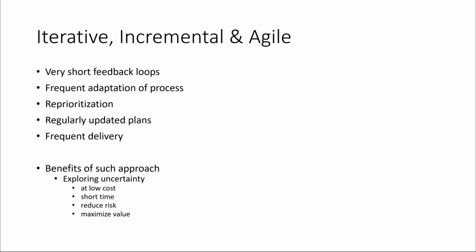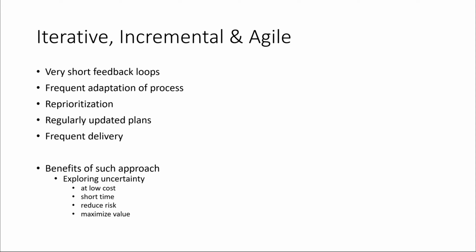Some teams have evolved project life cycles to use iterative and incremental approaches. Many teams discover that when they explore the requirements iteratively and deliver more often incrementally, the team adapts to change much more easily. This iterative and incremental approach reduces waste and rework because the team gains feedback. These approaches use very short feedback loops, frequent adaptation to process, reprioritization, regularly updated plans, and frequent deliveries.